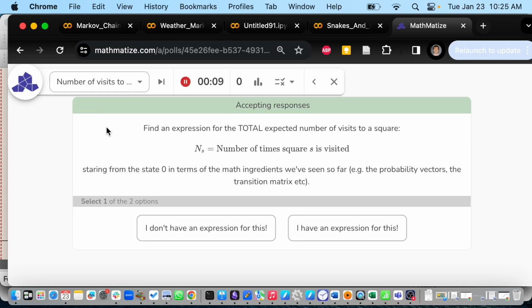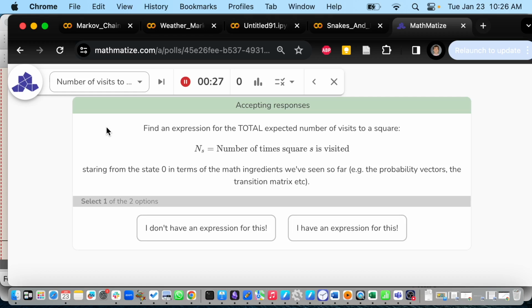And so last time I had this exact one on here. And we were trying to find an expression for the number of times you visit each square in terms of the probability vectors, the transition matrix, that kind of thing. And I think last time only like 5 people had an expression. We don't know if their expression was correct. Then I said go home and think about it if you want.